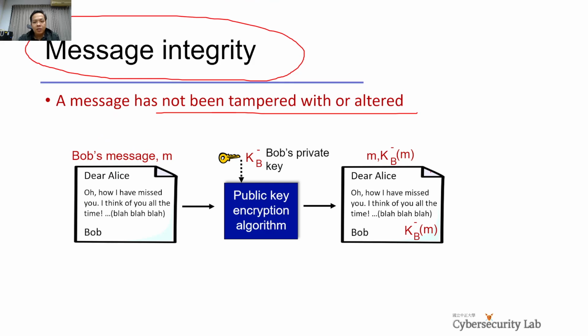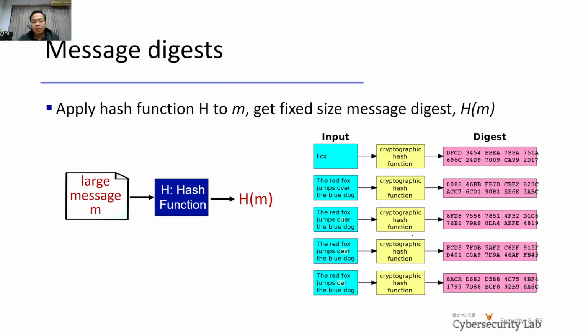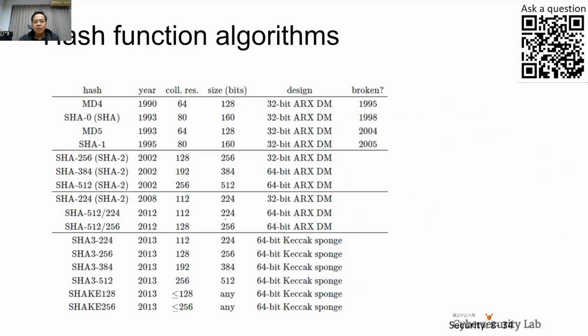Okay, Bob wants to send a message to Alice. Bob uses a hash function on the original message and gets a fixed-size message digest. This digest value is called the integrity check. If you change any character, even only one character, the digest will change too. So this mechanism supports the integrity check.